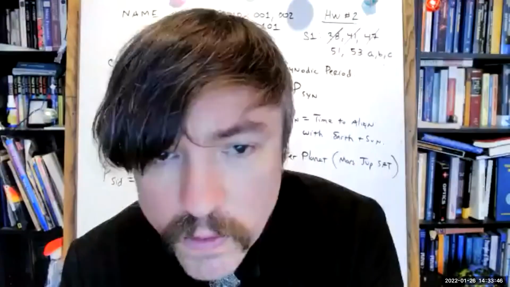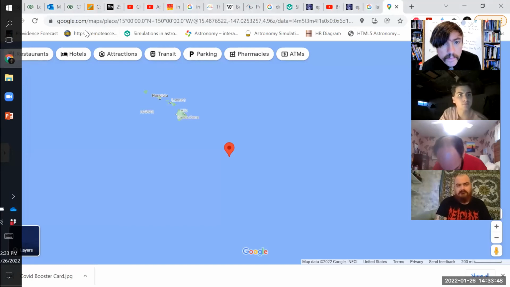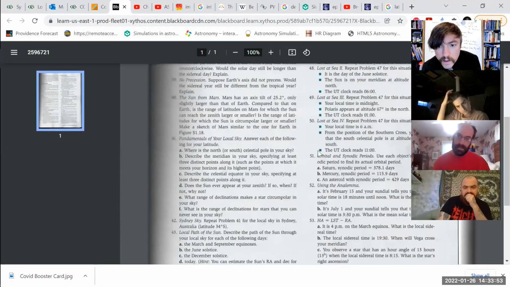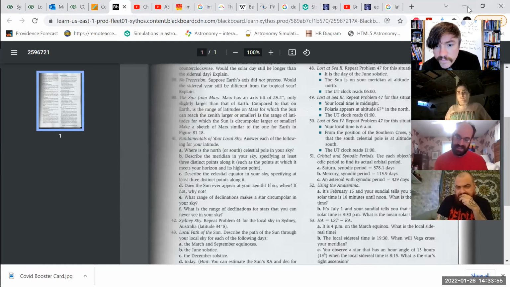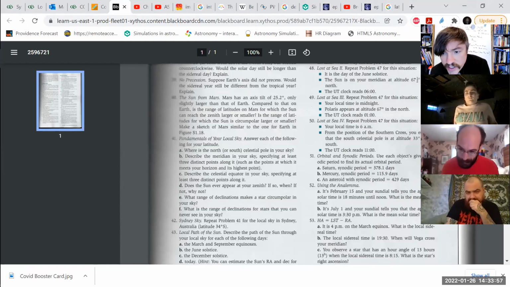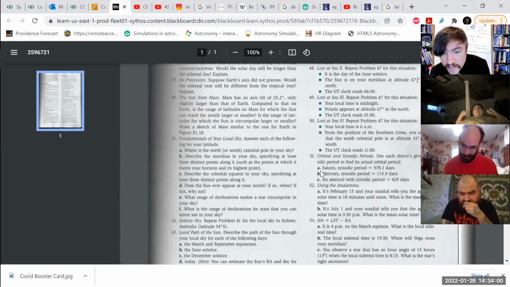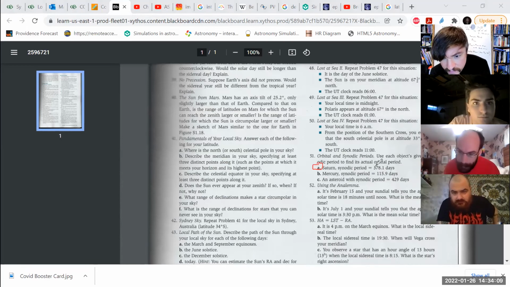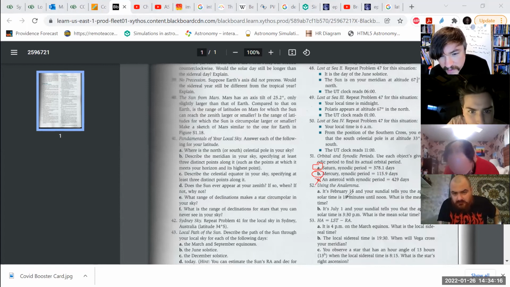So let's look at the problem here. For 51, use each object's given synodic period to find its orbital period. Why don't we just do A and B? For A, they want us to do it for Saturn, whose synodic period is 378.1 days. For B, they want us to do it for Mercury, 115.9 days.